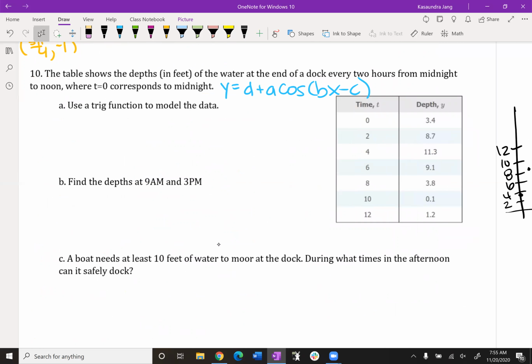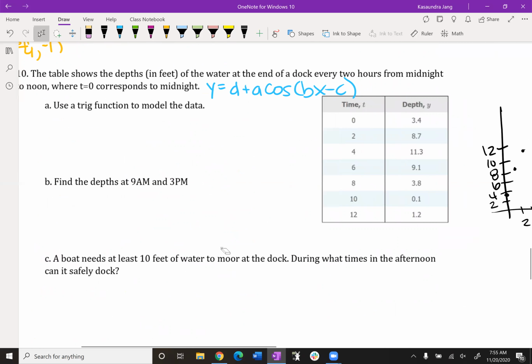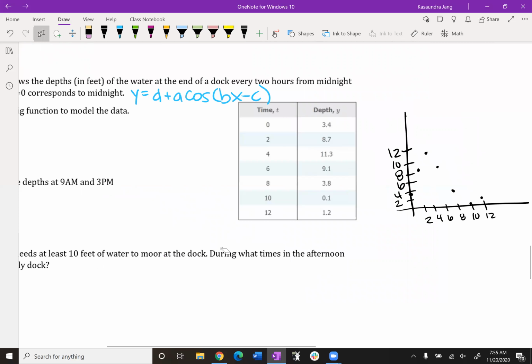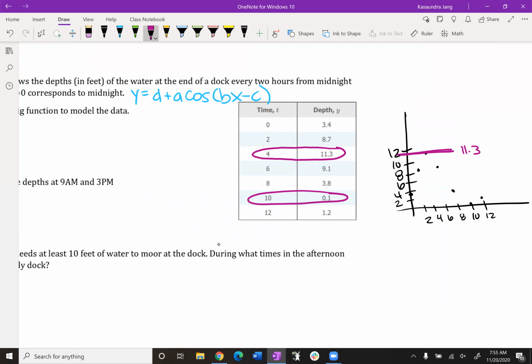So let's see. I need to figure out, if I'm making it into a trig function, these key pieces here. I need the a, b, c, d on my cosine function. I think a is probably the easiest one. The a is my amplitude. My highest depth here was 11.3, so this guy was at a y value of 11.3. And the lowest one was down here at a y value of 0.1.